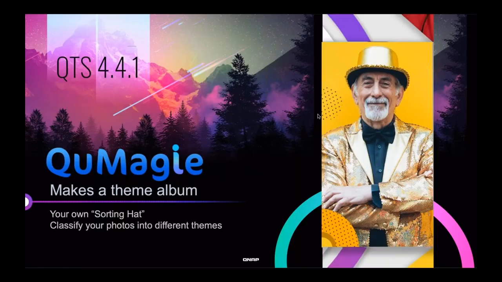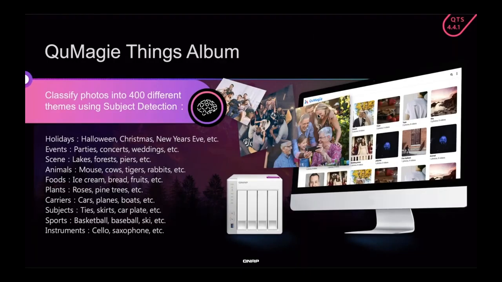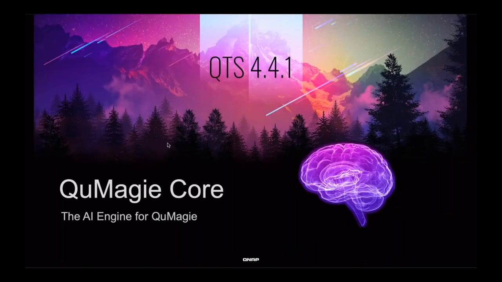And now QuMagie does not only have face recognition, but QuMagie allows you to classify your photos into many different things because it can recognize many kinds of objects and themes. So for example, QuMagie can categorize by holidays, Halloween, Christmas, New Year's Eve, etc. Events like parties, concerts, weddings, scenes like lakes, forests, piers. There's about 400 different themes you can have with QuMagie, so it's really easy to find the photos that you're looking for. Now, the reason QuMagie is smart enough to do this is because of QuMagie Core.